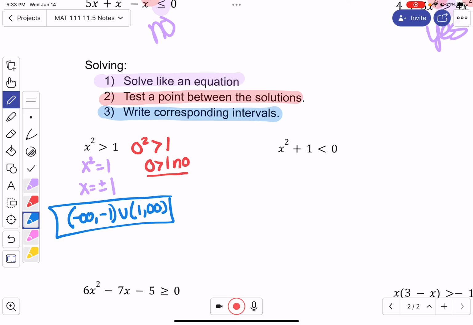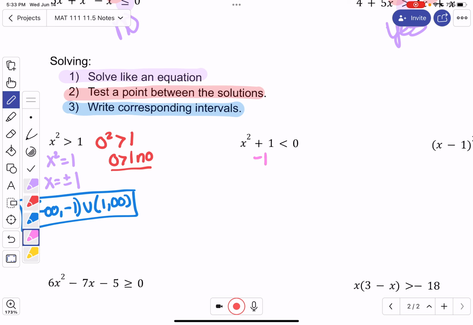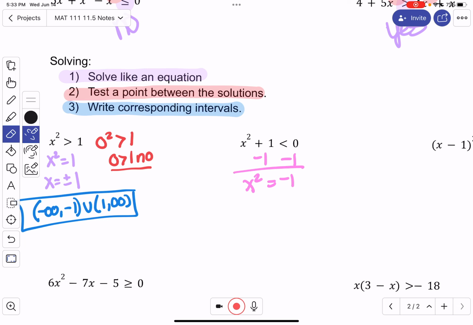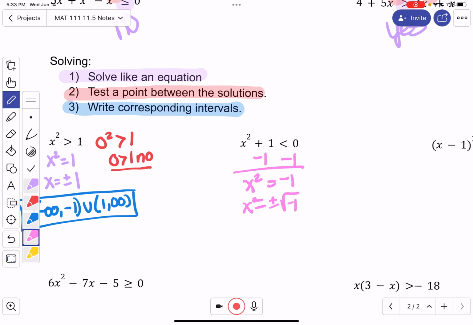Now let's look at this one. If I subtract 1 from both sides, we have x squared equals negative 1. And then we go to take the square root, and we get i. Negative 1 we can't do, so there's no real solution. Because if it's never real, it's not going to show up on a number line.